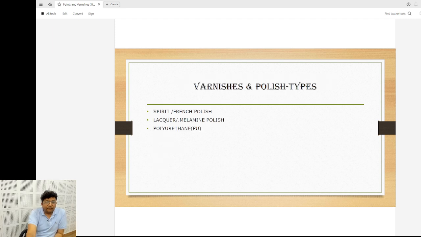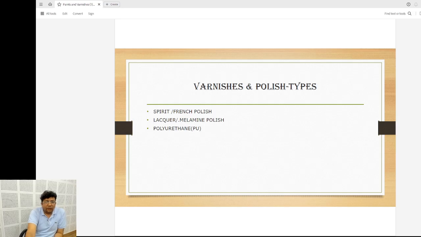Then we have lacquer polish or melamine polish. Lacquer polish or melamine polish enhances the beauty of the furniture. There are different constituents in the melamine polish, which increase the life or the durability of that particular polished surface manifold.